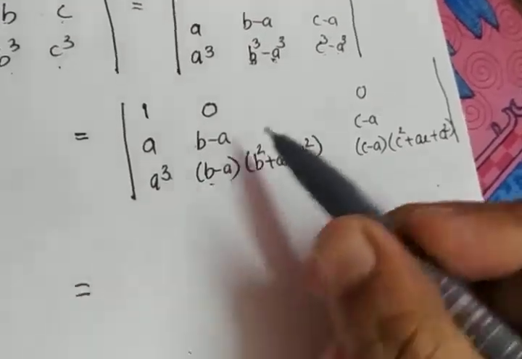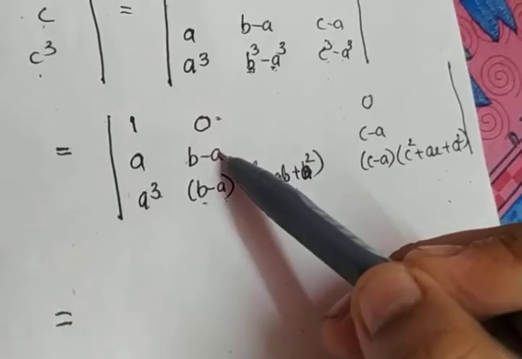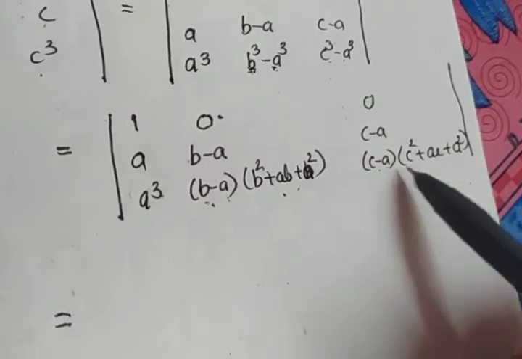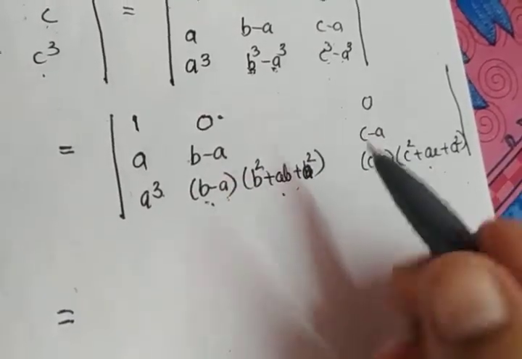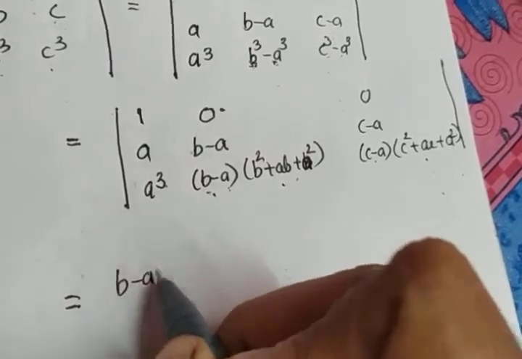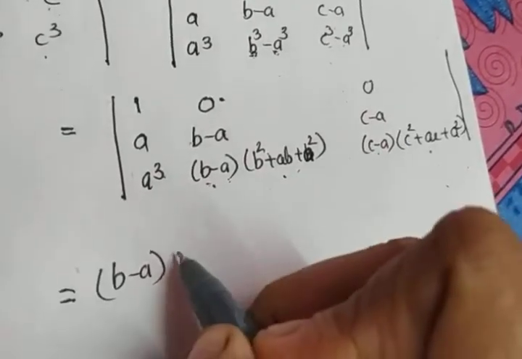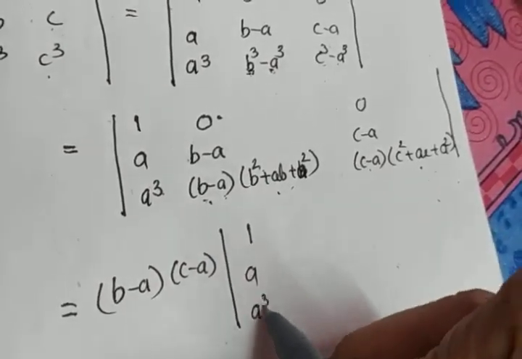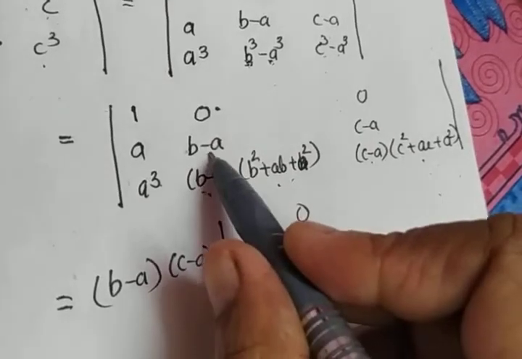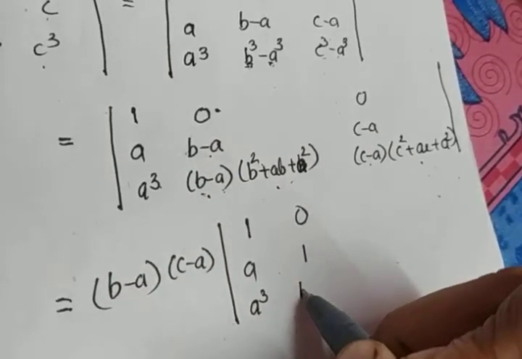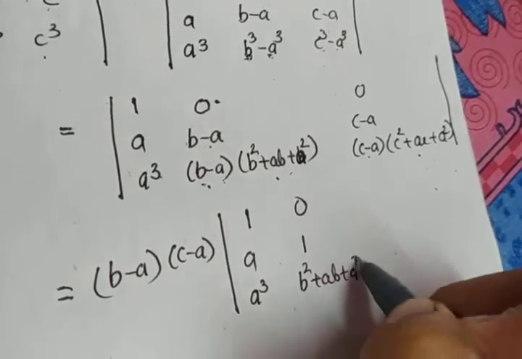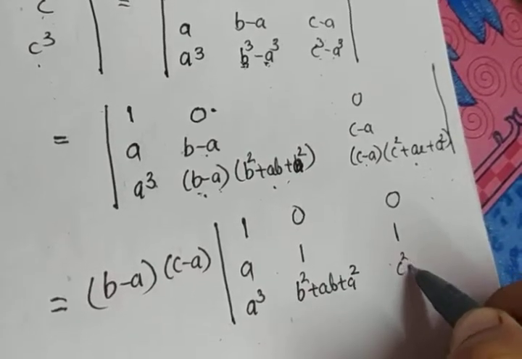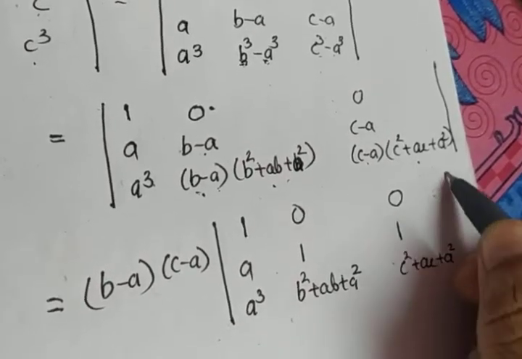Again, look at the second column. The elements are 0, b minus a into this term. In the third column, the terms are 0, c minus a into a term. So in the second column, b minus a is common; take it outside. And from the third column, I am taking c minus a outside. So what is the balance determinant? 1, a, a cube in the first column; 0, 1, because we took b minus a outside, and the third term is b square plus ab plus a square. What about the third column? It is 0, c minus a came out, so 1, and the third element is c square plus ac plus a square.